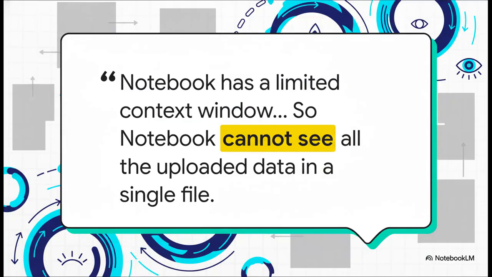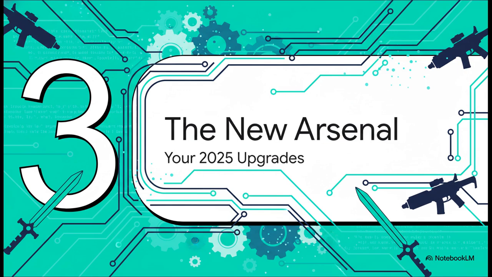But, and this is a big but, there's a key limitation you have to know about. This user on Reddit figured it out. NotebookLM has what's called a limited context window. So even if you upload one huge file, it might not be able to see every single page all at once. This explains so much, right? It's why sometimes your queries fail when you know the answer is in there. It's just outside of the AI's immediate line of sight. Okay, so now we get it. We know the problems, we know the limitations of the engine.